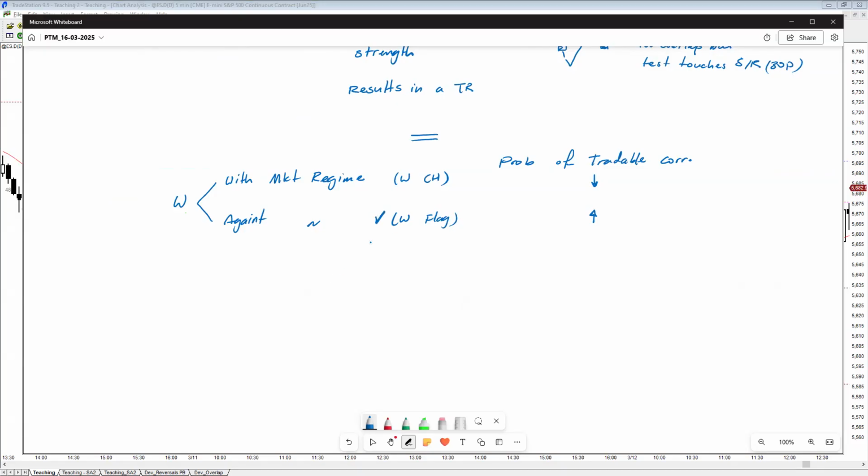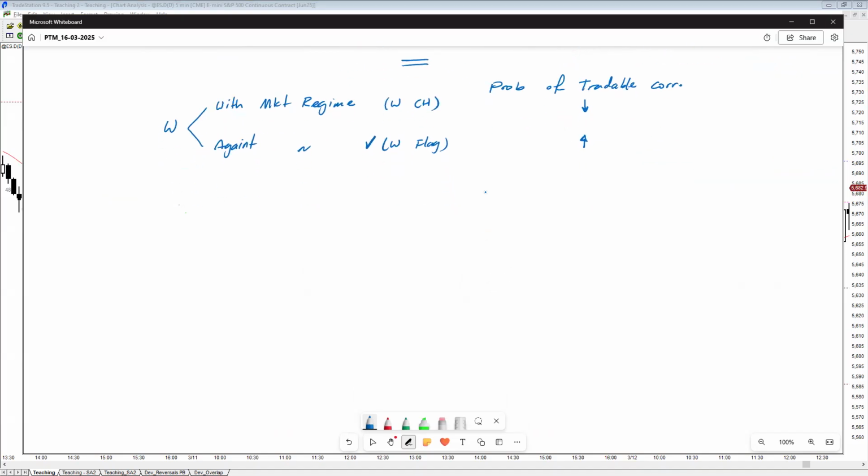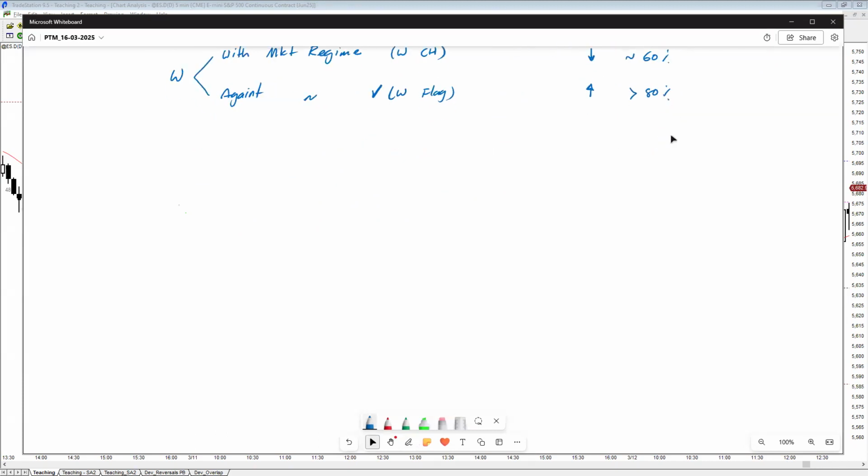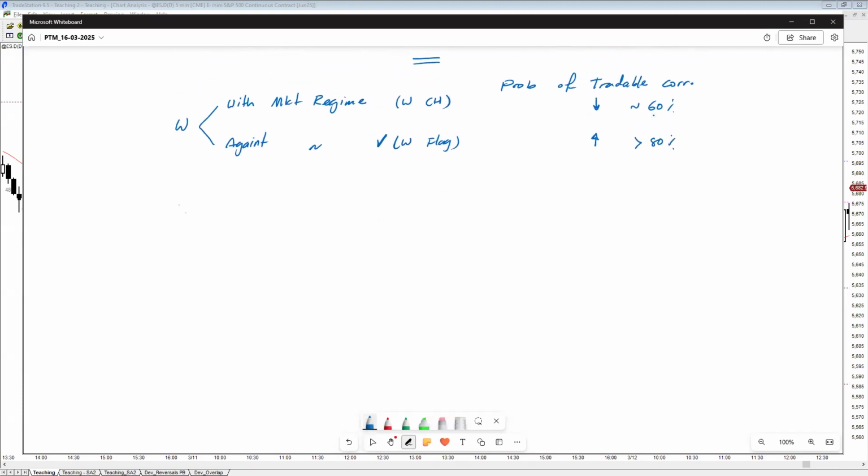In your list of priorities, this has the highest priority. Because according to my research, at least, these are about 60% chance of success. These are greater than 80% chance of success. So pick your poison. If you want to trade these ones, you have many more losing trades, and then missed opportunities to trade in that direction, which is what you should be doing.